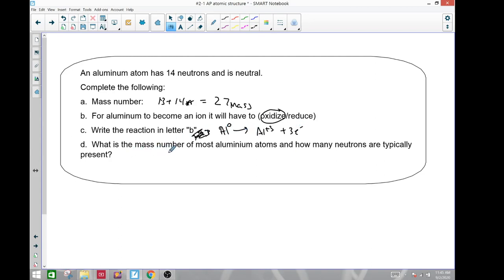What's the mass number of most aluminum atoms, and how many neutrons are typically present? All right. So the average is 26.98. That means the most common version is 27, and that is 13 protons and 14 neutrons. That's my answer.